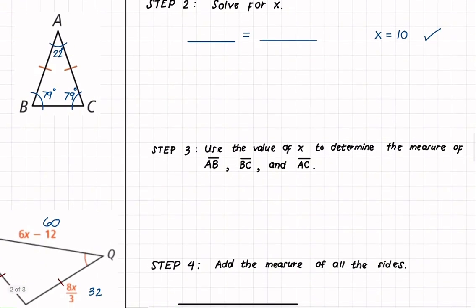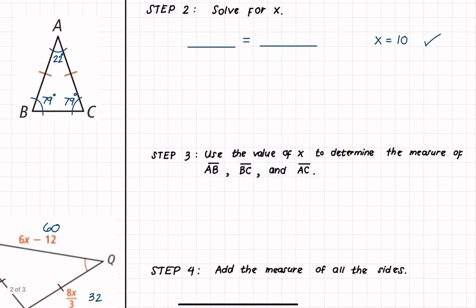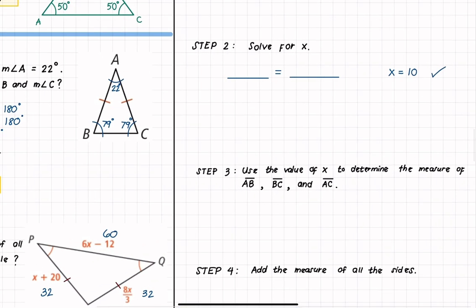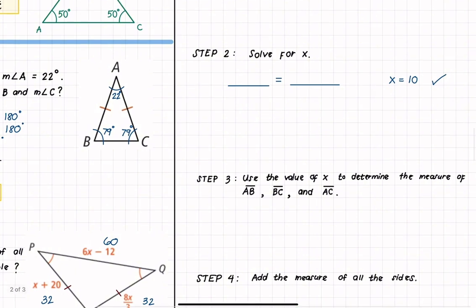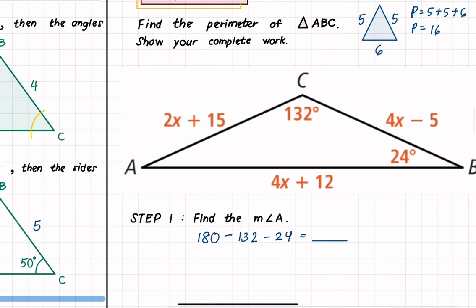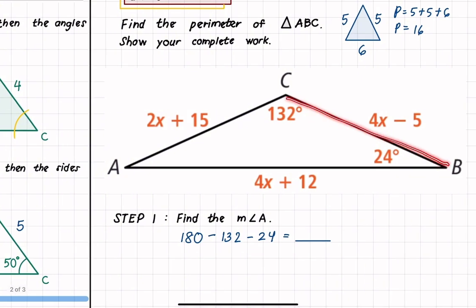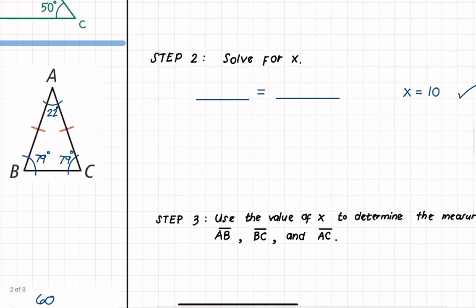Okay, next, step 3. Use the value of x to determine the measure of side AB, side BC, and side AC. So now that you found the value of x, you have to substitute it here. For example, side AC, it will become 2 times the value of x plus 15. You have to determine the measure of this side, and then substitute it to side BC. Substitute the value of x to 4x minus 5. And lastly, you have to substitute the value of x to 4x plus 12.